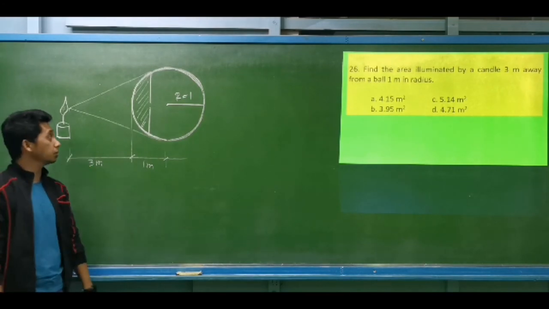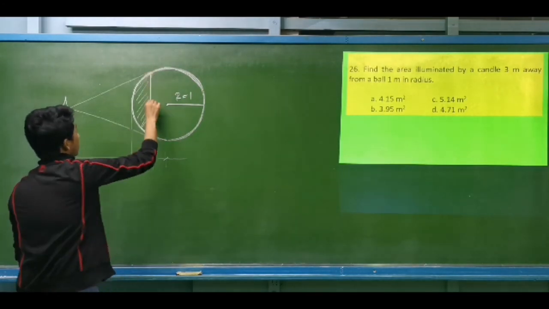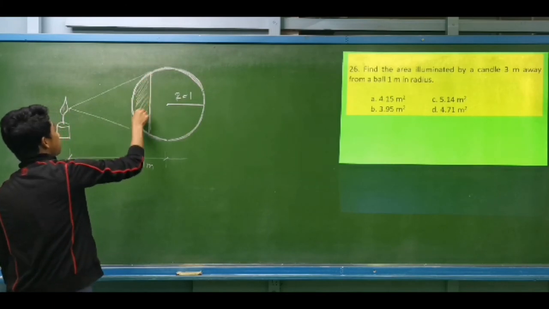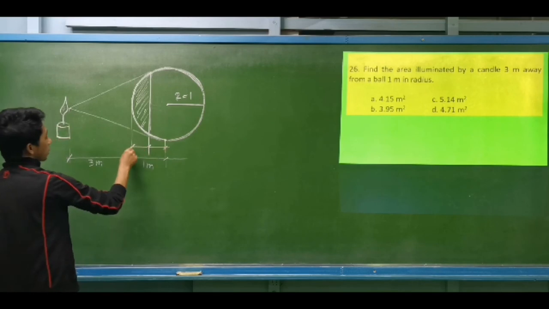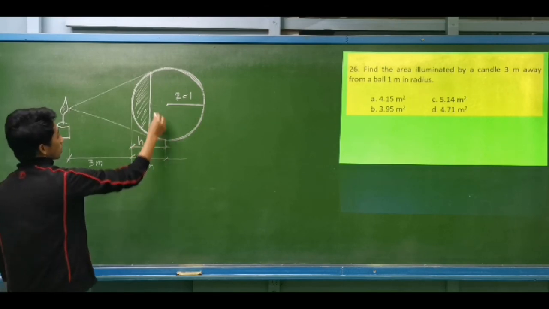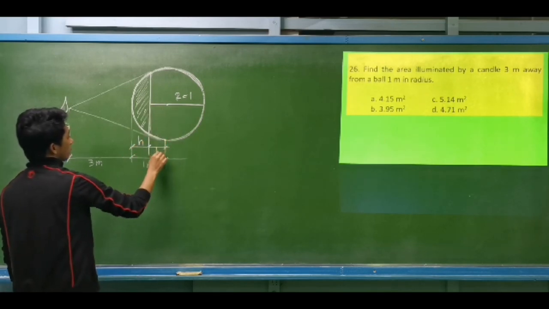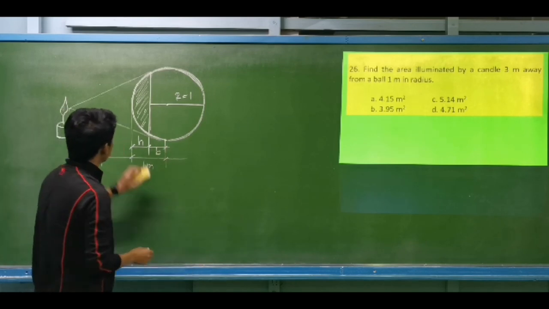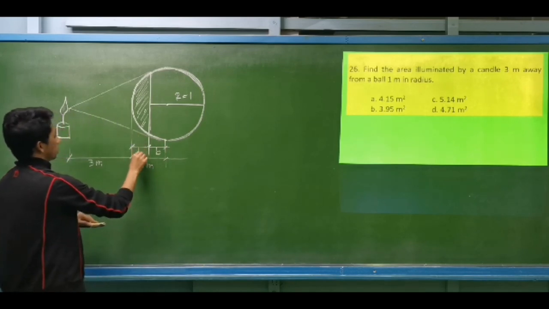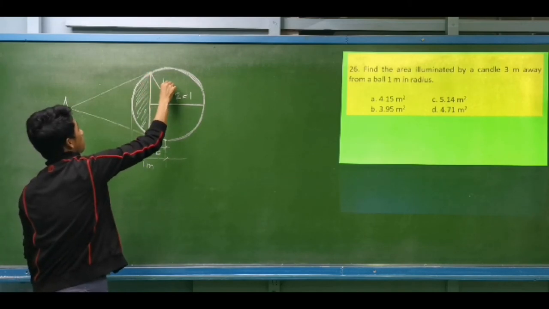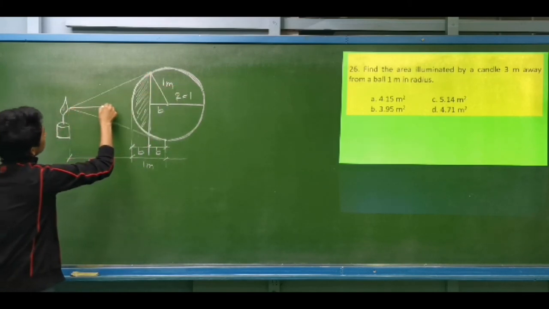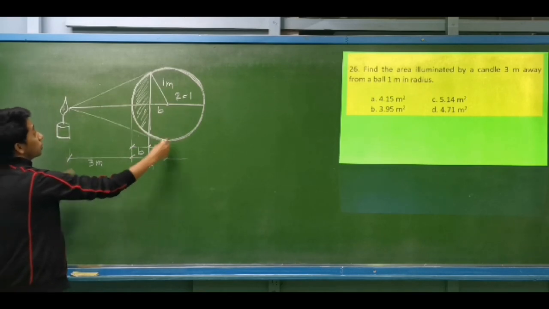So ulitin lang natin yung process, ito yung area na hinahanap natin. Area ng zone. Kailangan lang natin makuha yung distance na to, let's say h, at saka yung distance na to, this is the same as b. Okay, so b. So this is the same as 1 meter. Kung i-connect natin yung distance na to, this is the same as 4 meters.